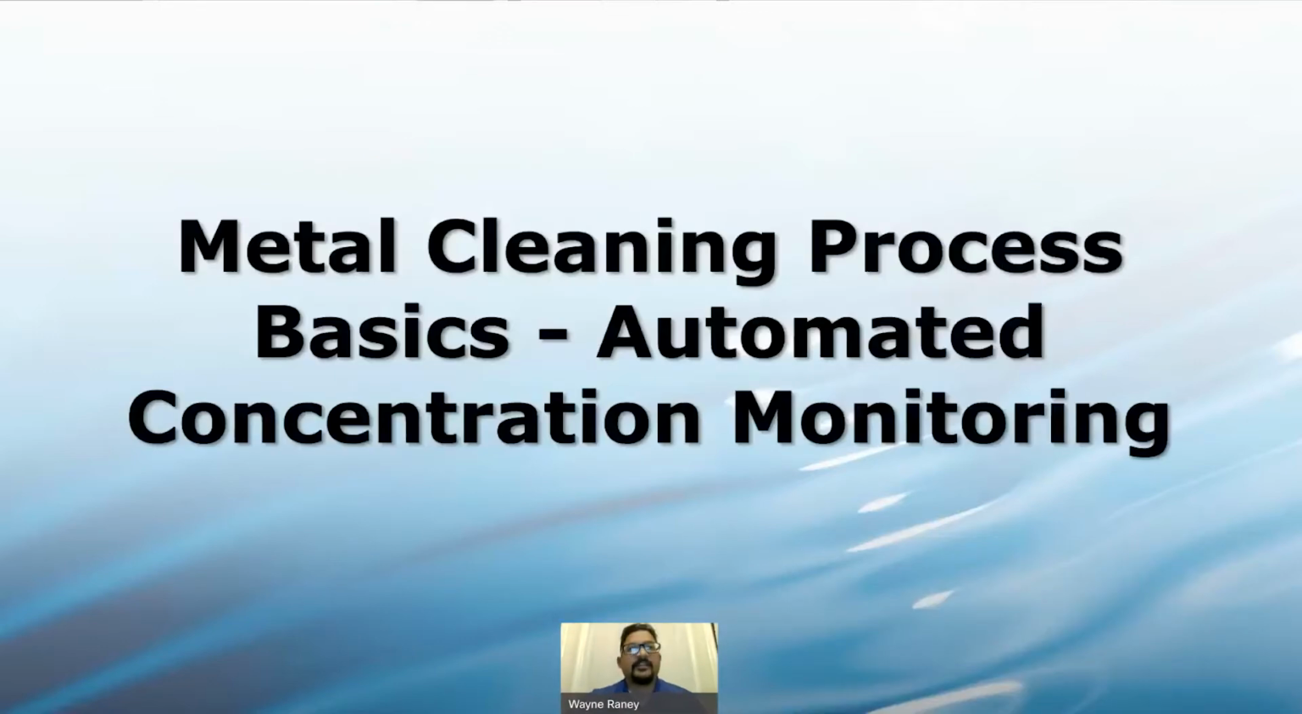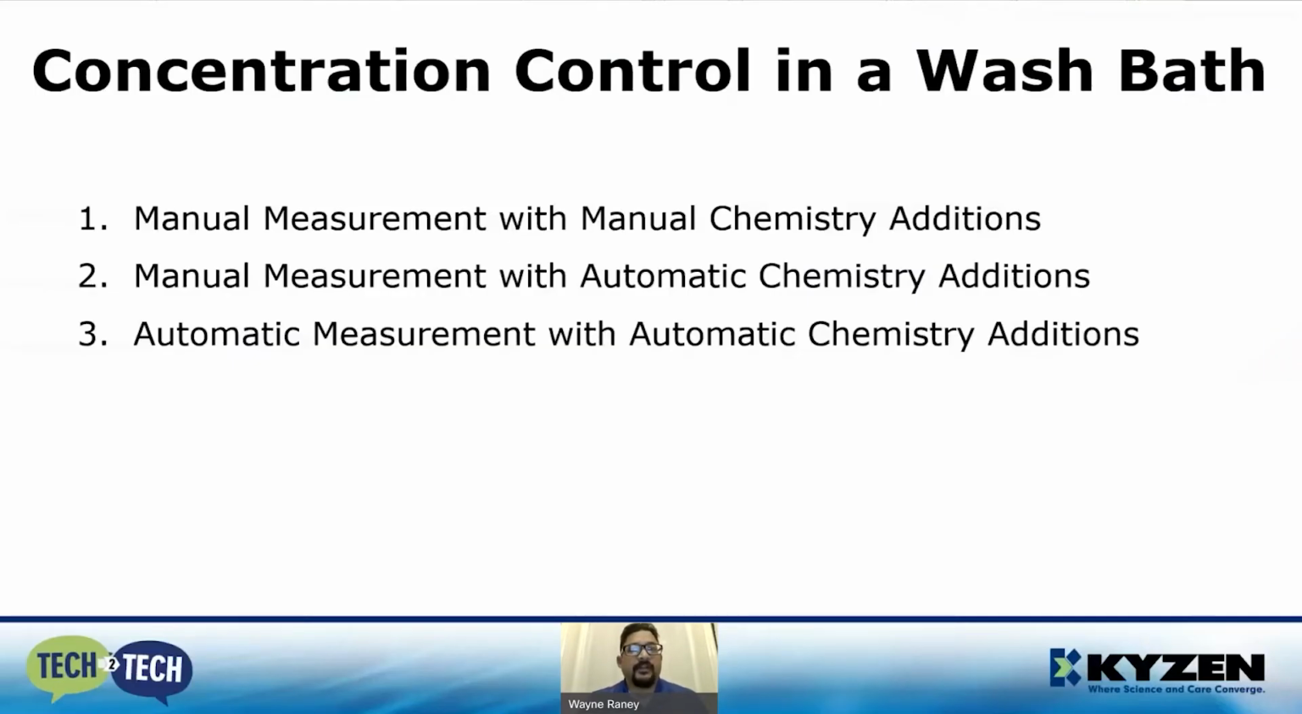Thanks, Sherry. Today we're going to be talking about automated concentration monitoring and control when cleaning metal parts in your parts washer. To start off, there are 3 different modes of operation for chemistry concentration control in a parts washer. From the most labor-intensive to the least labor-intensive are manual measurement with manual chemistry additions, manual measurement with automatic chemistry additions, and automatic measurement with automatic chemistry additions.